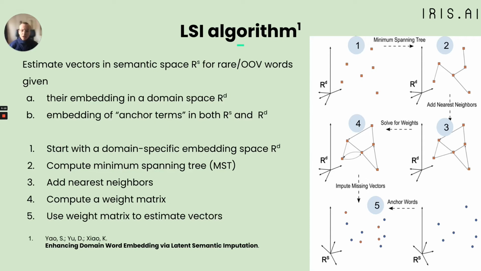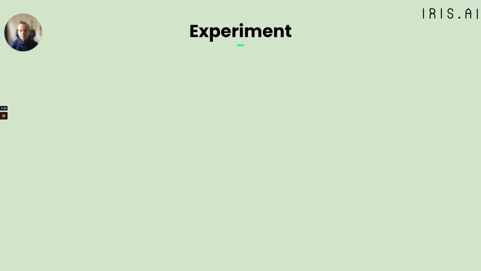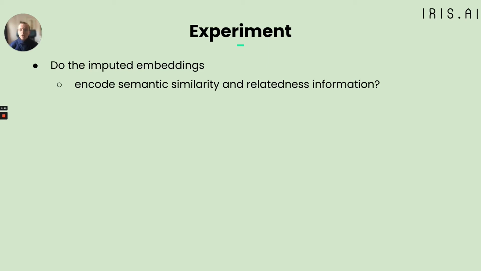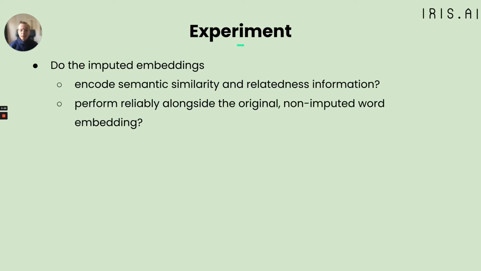I make two notes here. Firstly, that the procedure relies on the existence of words with good representations in both the semantic space and domain space, referred to as anchor terms. And secondly, that the procedure does not presuppose that the two spaces have the same dimensionality. Given this as a starting point, we formulate an experiment to answer two questions. Firstly, do the embeddings imputed using LSI encode semantic similarity and relatedness information as judged by domain experts? And secondly, can the imputed embeddings be reliably used alongside the original non-imputed word embeddings?